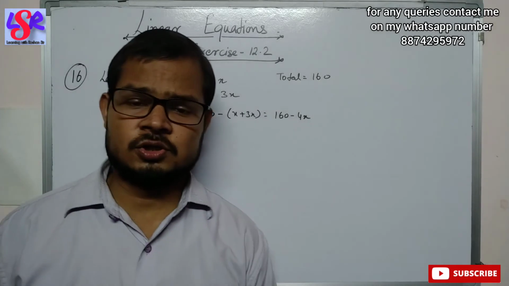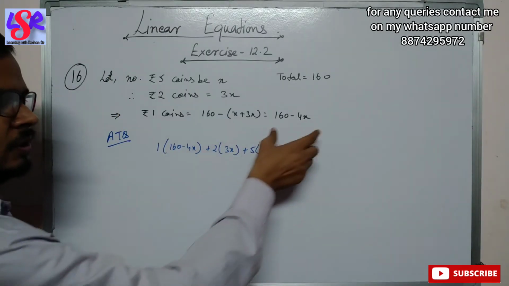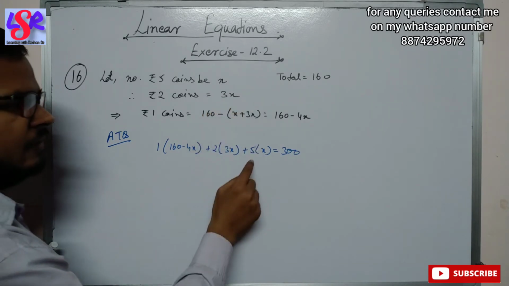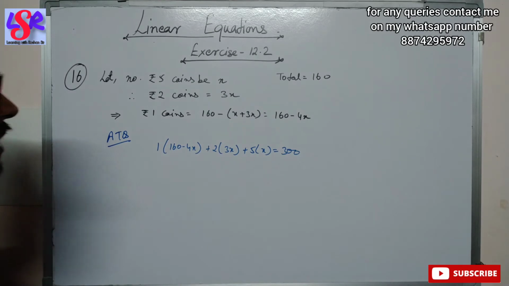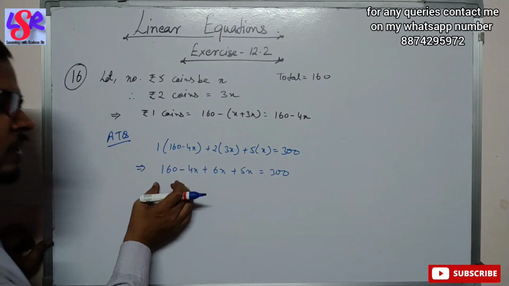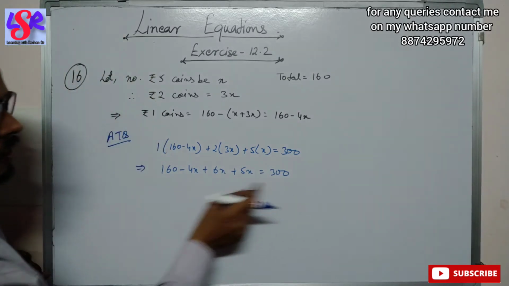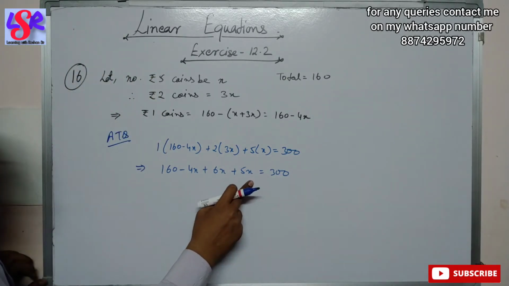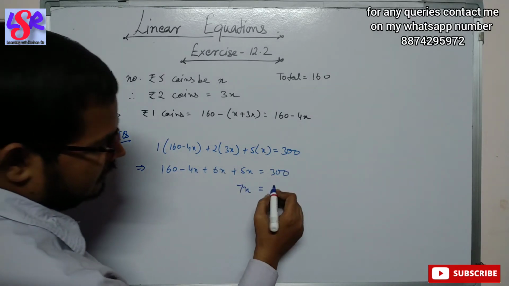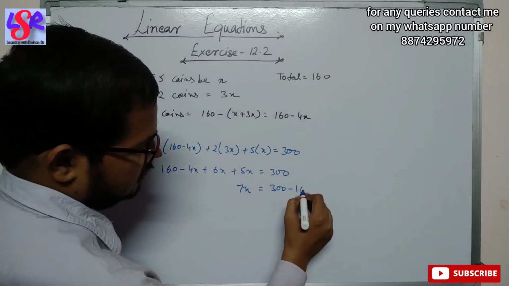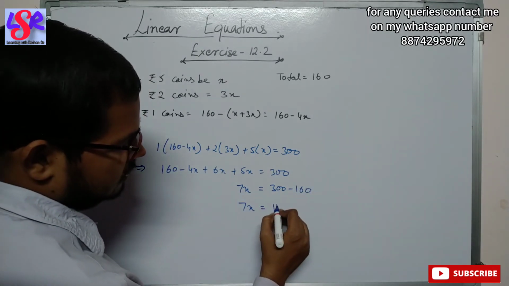Now according to the question we have a total of rupees 300. Therefore 1 into this value, 2 into this one and 5 into x is total 300. Now we are going to solve it to get the value of x. And here we get 160 minus 4x plus 6x plus 5x equals 300. Now on solving this we will be getting 7x and this will be sent to the other side, that is 300 minus 160. Now 7x equals the difference of these two, that is 140.